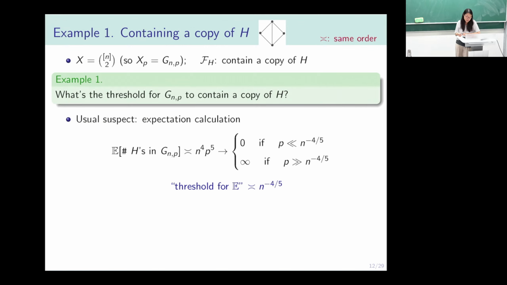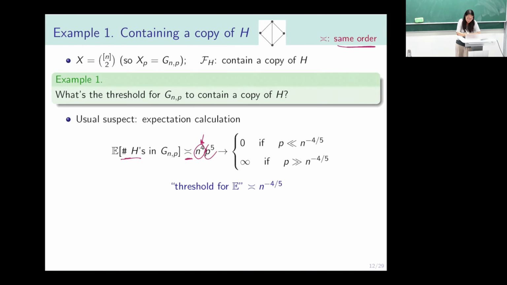So we start with the expectation calculation, and if we compute the expected number of H's in GMP, it gives n to the 4 times p to the 5. This is up to a constant factor, so we ignore all of the constant factors. Here n to the 4, this is because H has 4 vertices. So the number of potential copies of H is about n choose 4, which is about n to the 4, if we ignore constant factors.